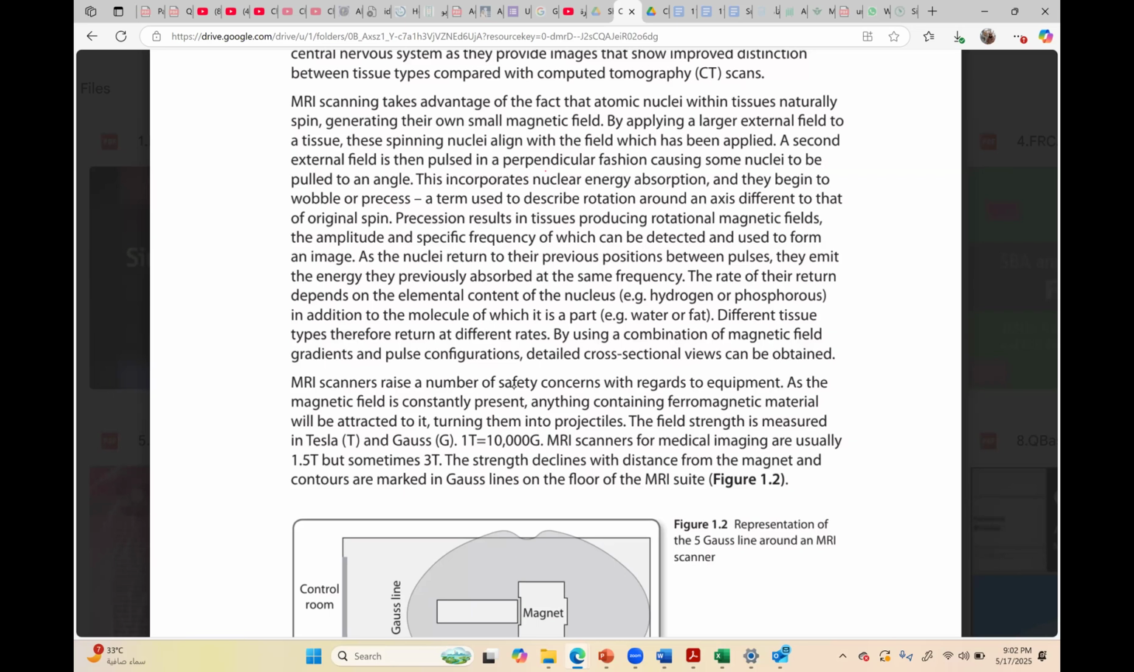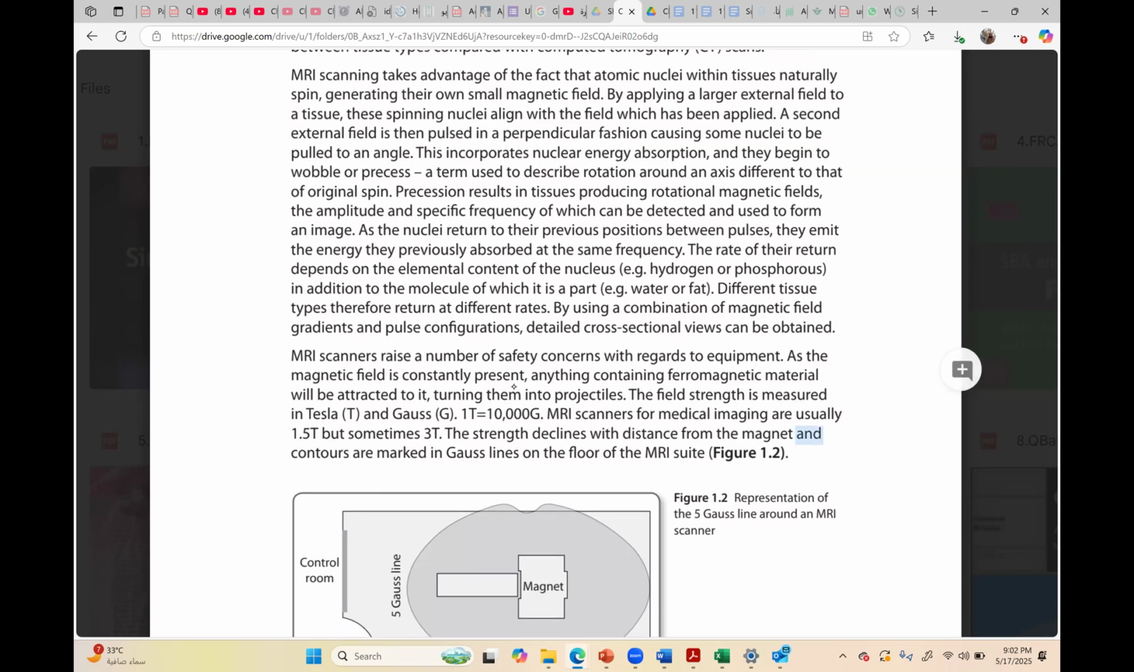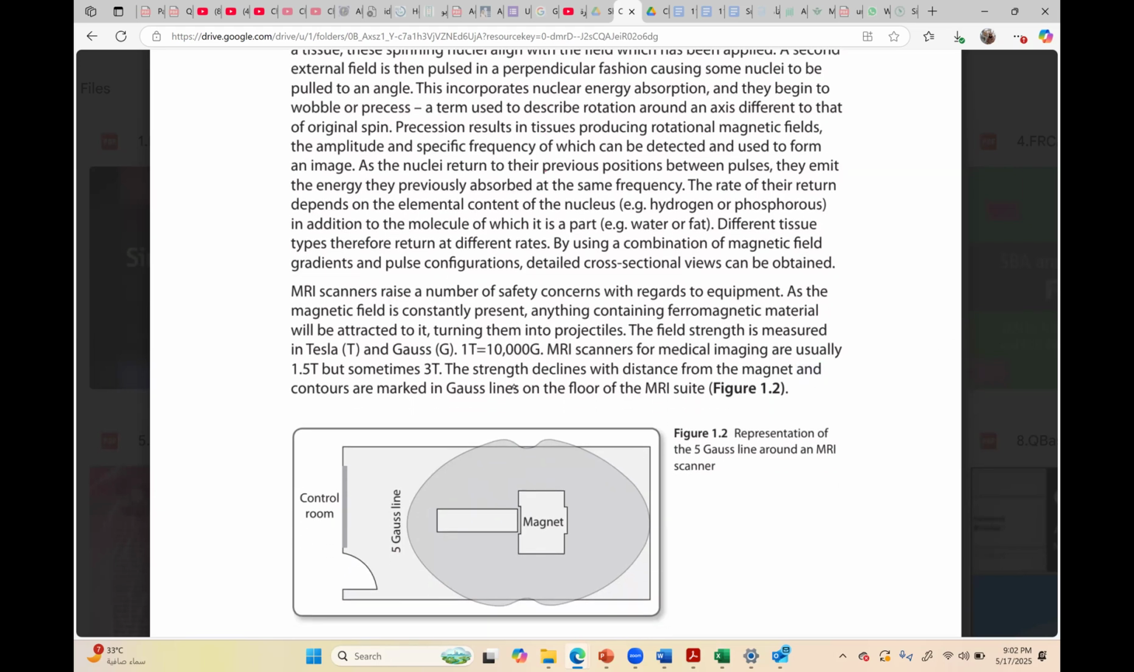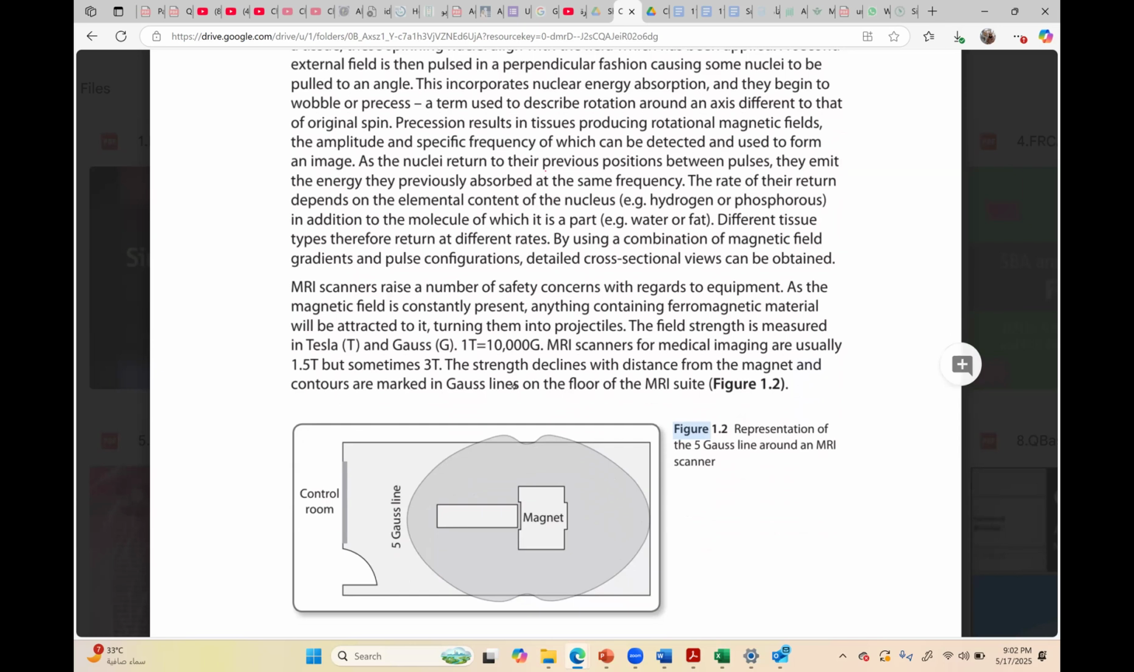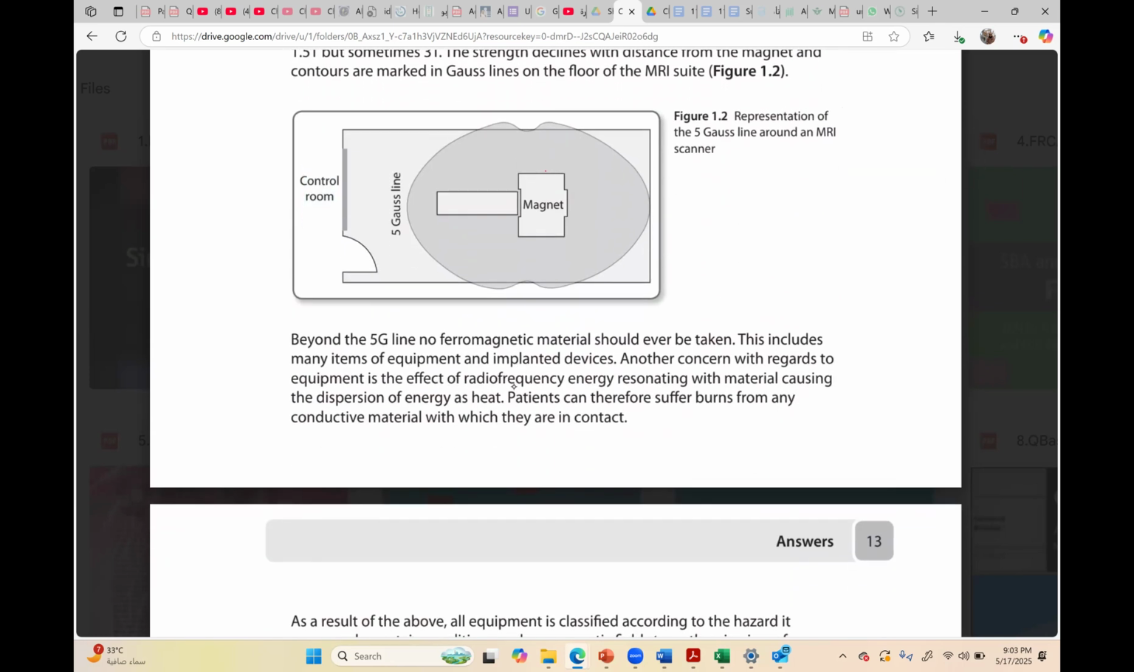MRI scanners for medical imaging are usually 1.5 Tesla, but sometimes 3 Tesla. The strength declines with distance from the magnet, and the contours are marked as Gauss lines on the floor. So it is the area which is safe, the area through which you can go. Beyond the 5 Gauss line, no ferromagnetic material should ever be taken. It includes all your anesthesia equipment, even your personal equipment.